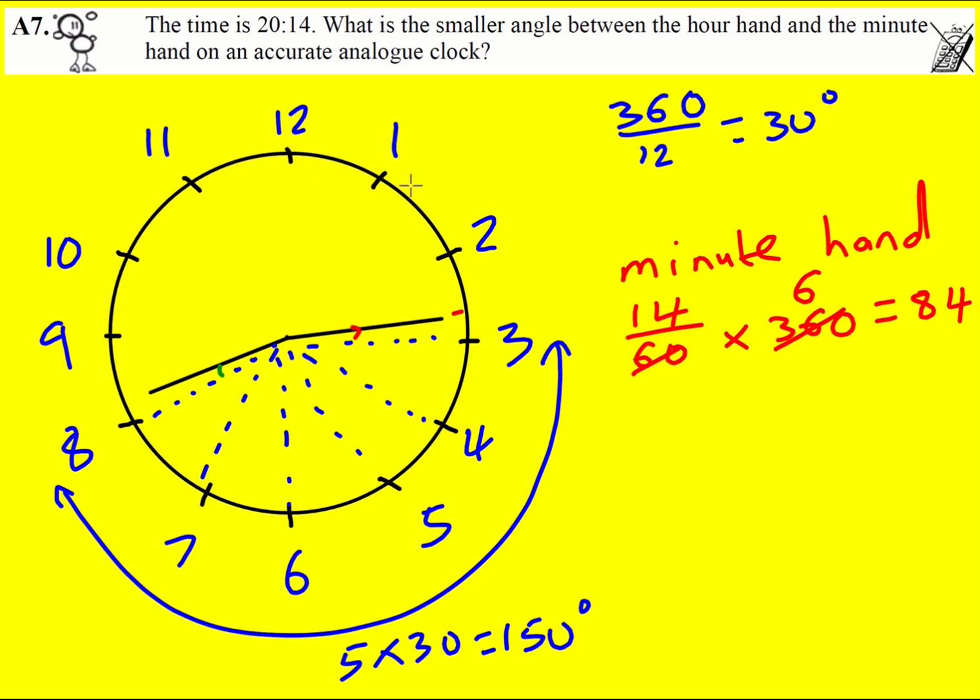Now, we've got 1, 2, 3 sectors here. So that means it's going to move 90 degrees between 12 and 3. So that means this little bit here is going to be 6 degrees because it's 90 minus 84.